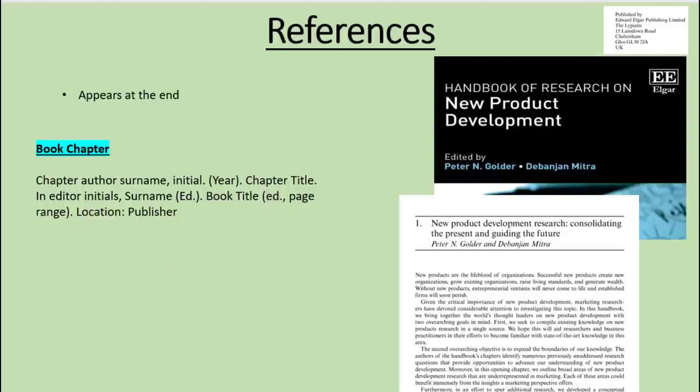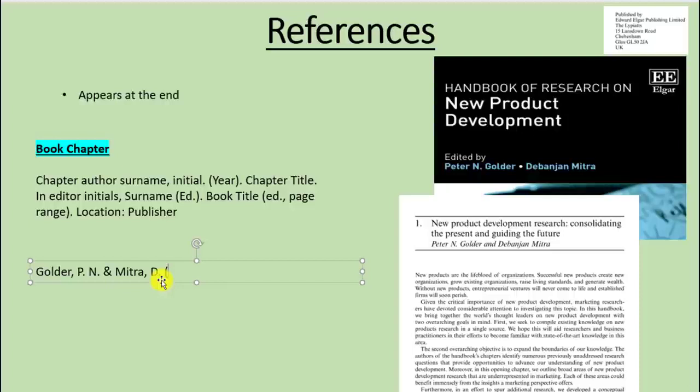So let's do this example. So for this example, what you should do is Golder, which is this Golder, comma P dot N dot, and Mitra is second, Mitra, which is this Mitra, not that Mitra, comma D, full stop. What's the year?